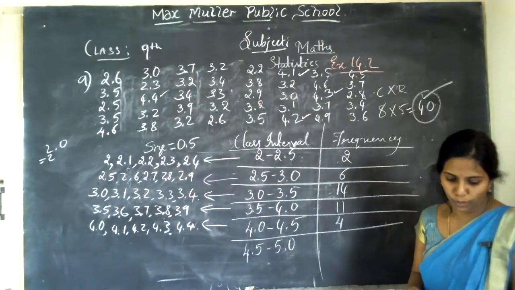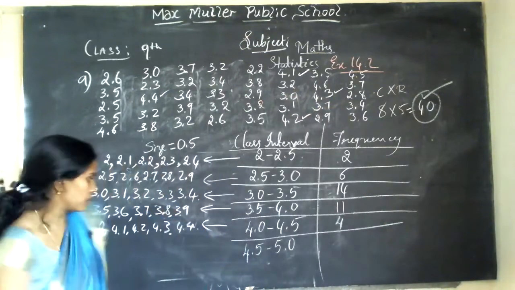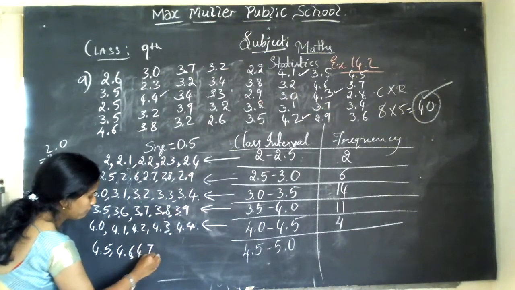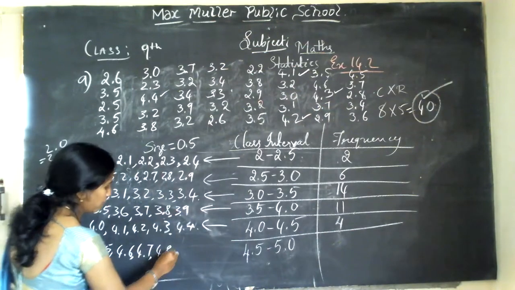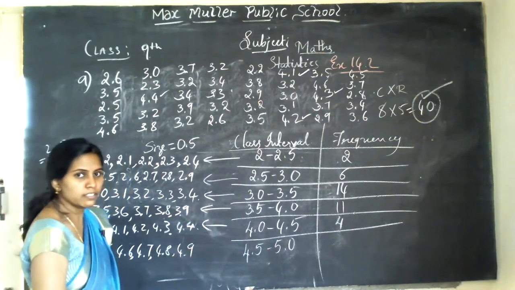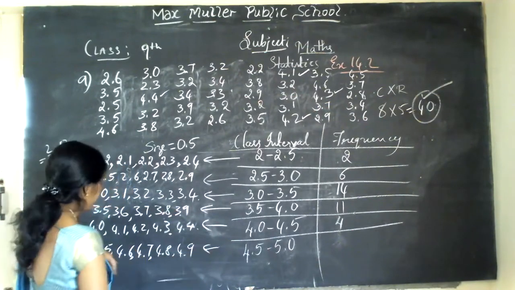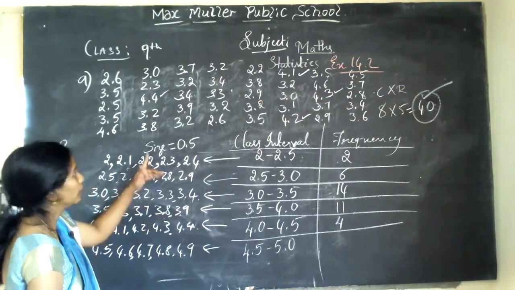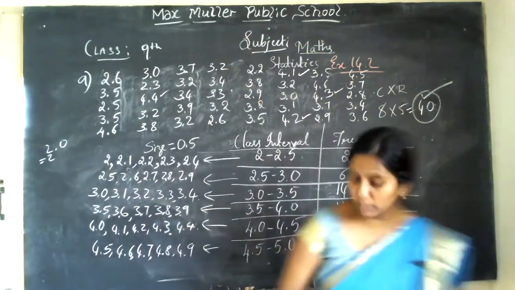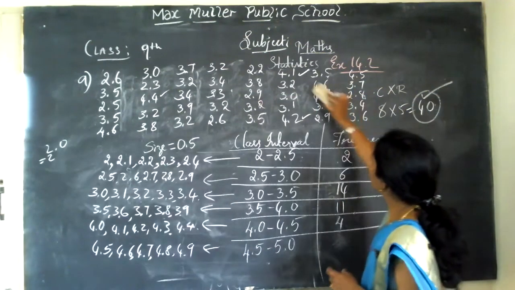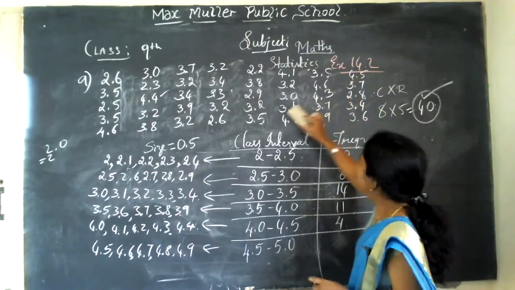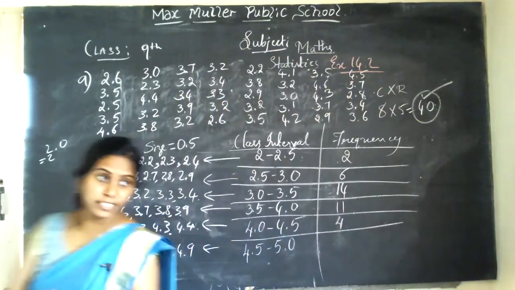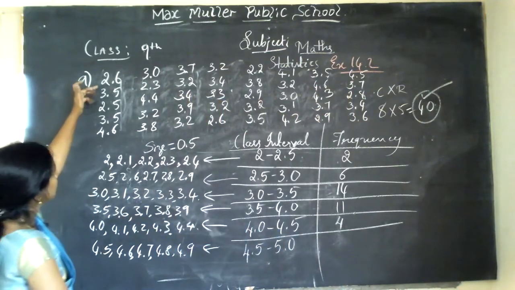Similarly, move for 4.5 to 5.0. So start from 4.5, 4.6, 4.7, 4.8, 4.9, isn't it? So 4.5, 4.6, 4.7, 4.8, 4.9. Search it here. You have to rub it. So search it, 4.5 to 4.9, column wise.